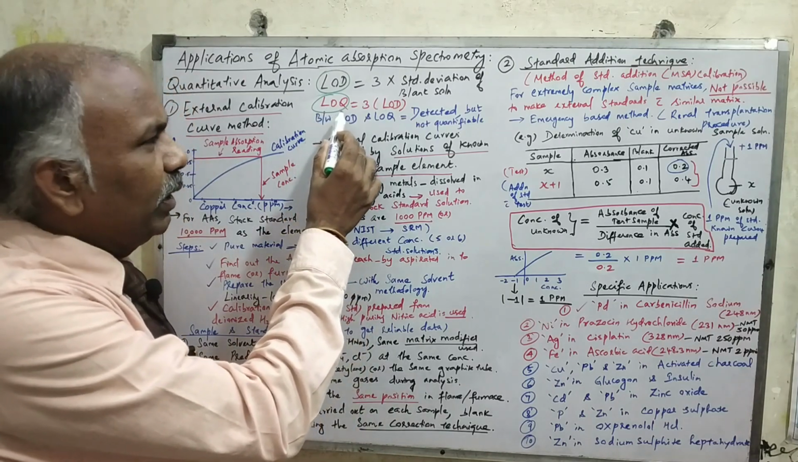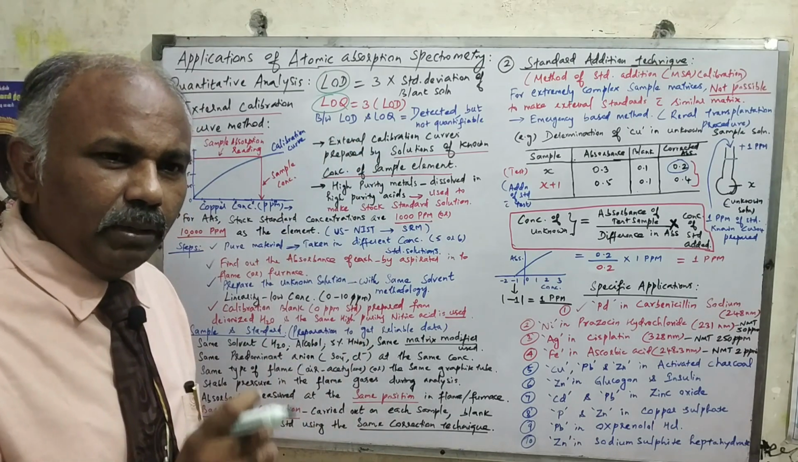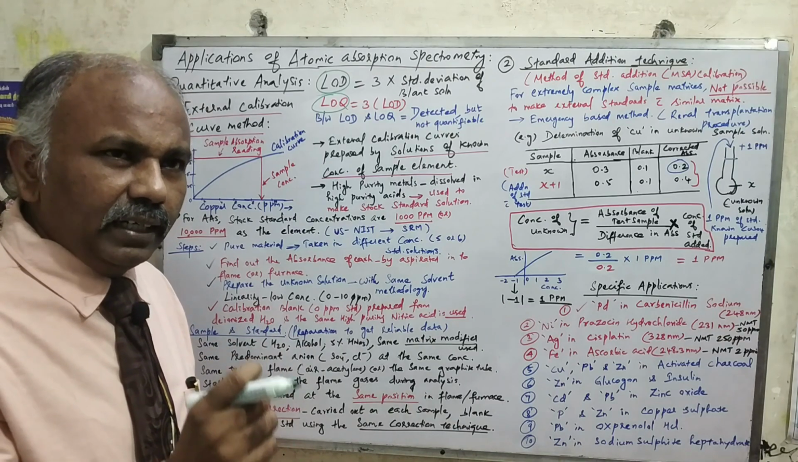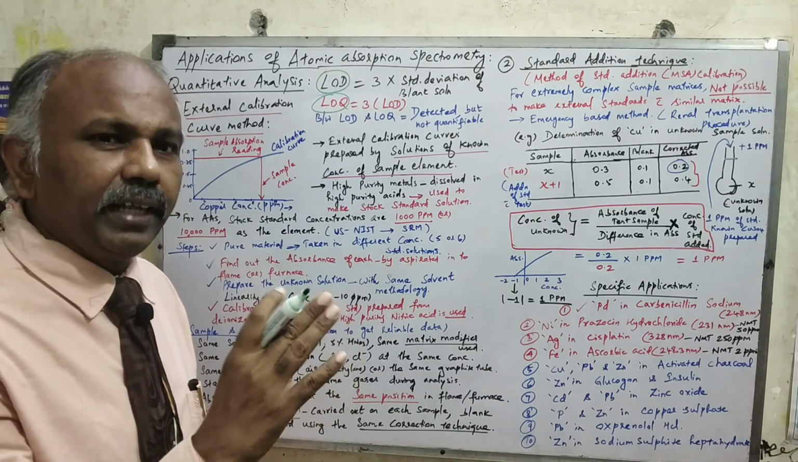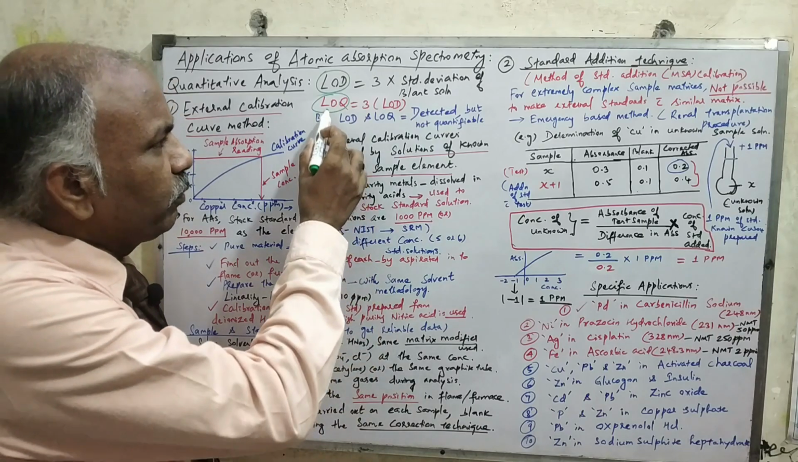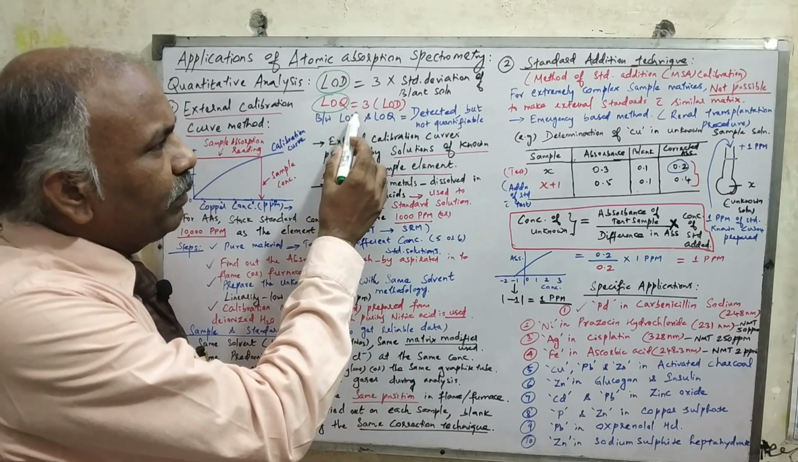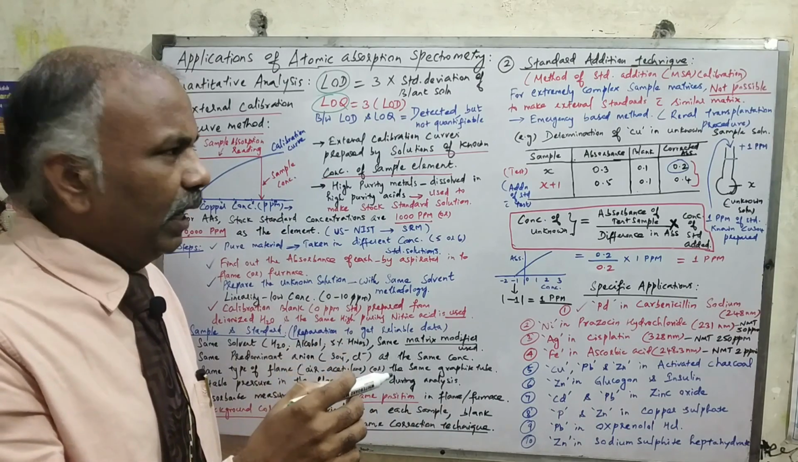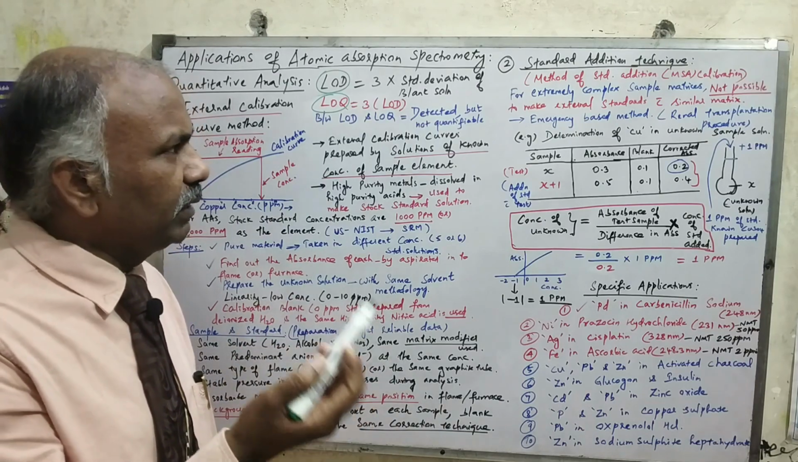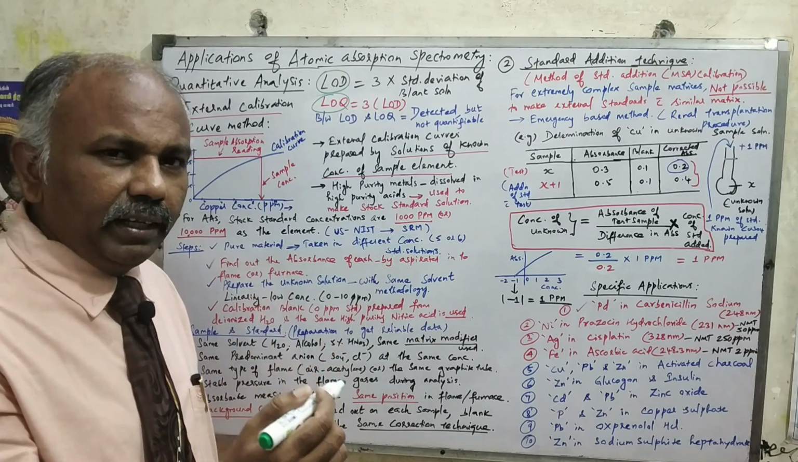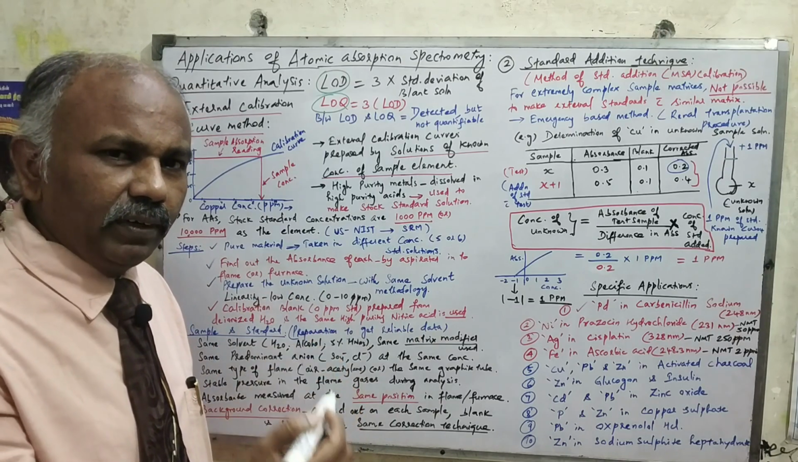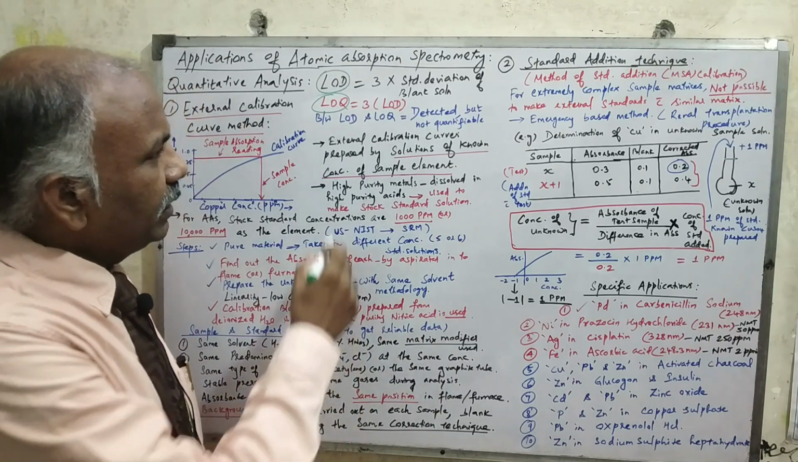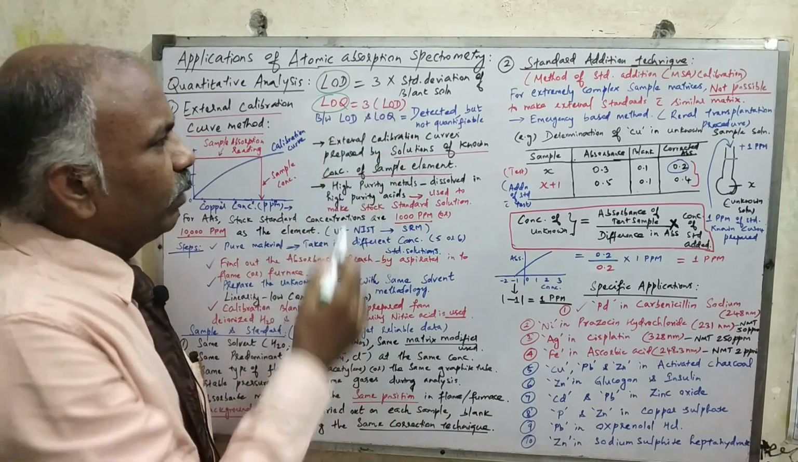Similarly, LOQ is nothing but the limit of quantification. That is the minimum concentration which can be quantified. So limit of quantification is equal to 3 times LOD, or sometimes we say 10 times the standard deviation of the blank solution, which is operated under similar conditions as the analysis of the sample. Right? So LOQ is equal to 3 into LOD.